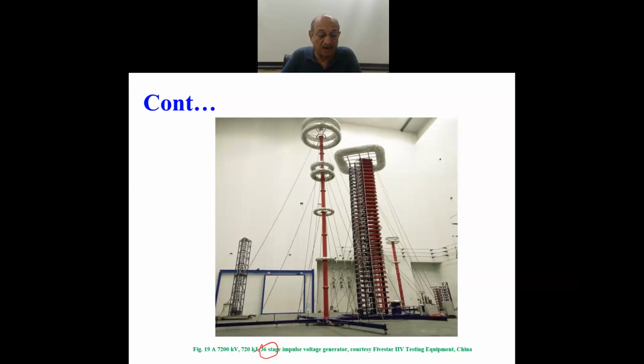This 7200 kV impulse generator output is a new one, and these have been manufactured of this rating since something like more than 50 years, let me tell you. When there are 36 stages, each stage is rated for a maximum output voltage of how much? 200 kV, simply.